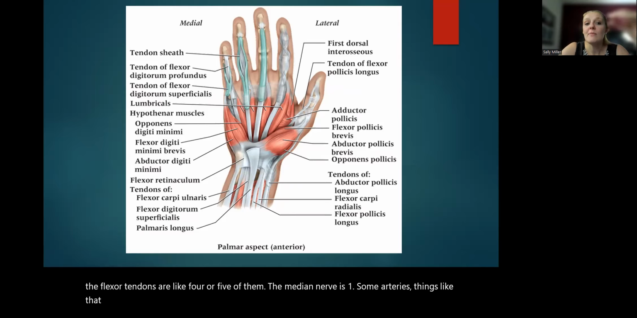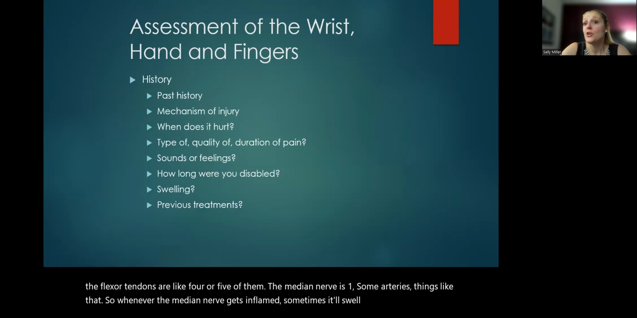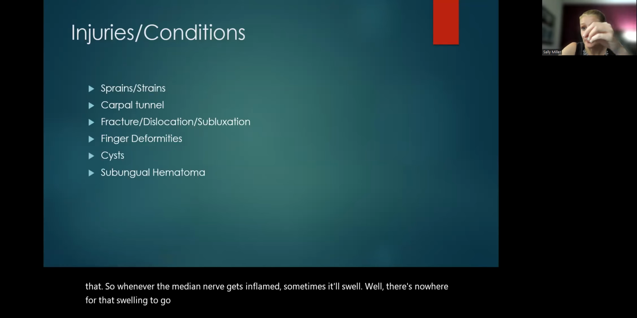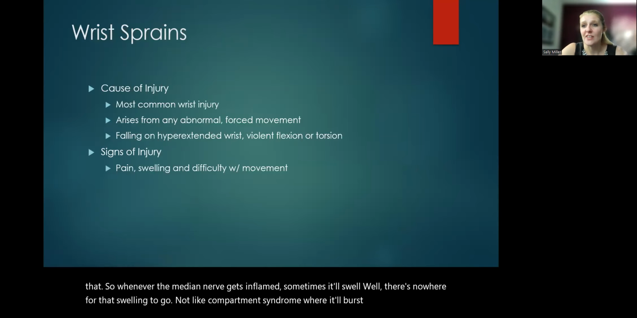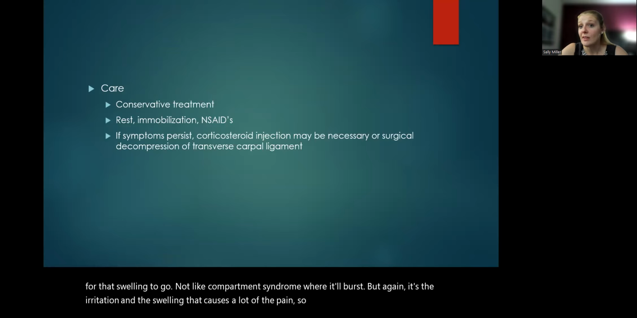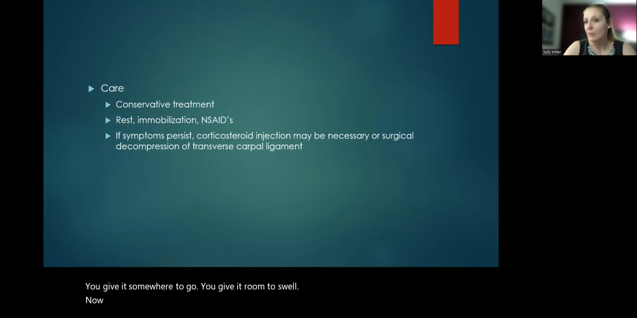So whenever the median nerve gets inflamed, sometimes it'll swell. Well, there's nowhere for that swelling to go. Not like compartment syndrome where it'll burst, but again, it's the irritation and the swelling that causes a lot of the pain. So how do you get rid of the swelling? You give it somewhere to go. You give it room to swell. Well, what does that look like?